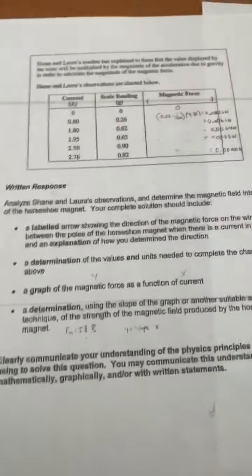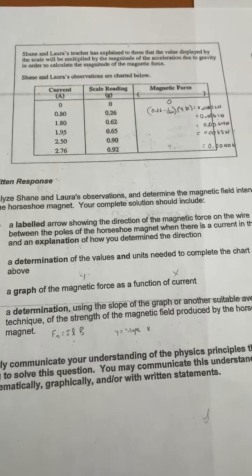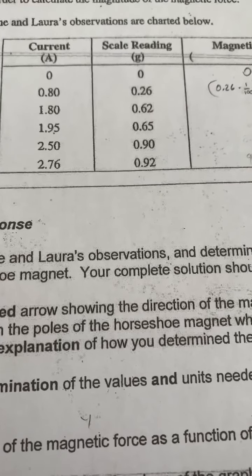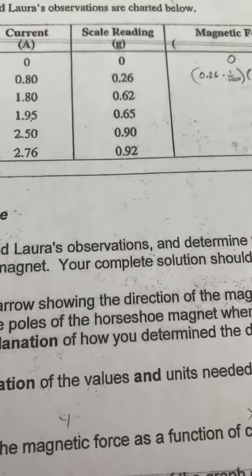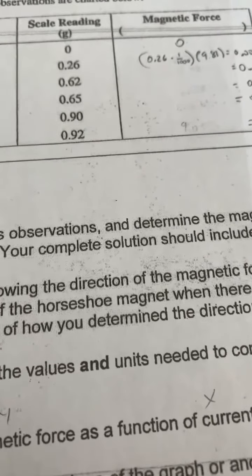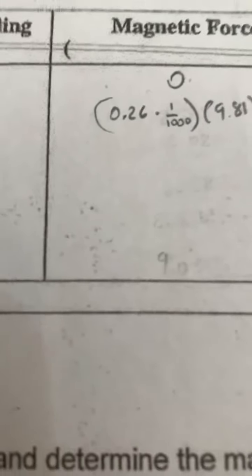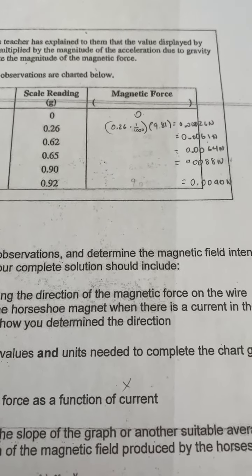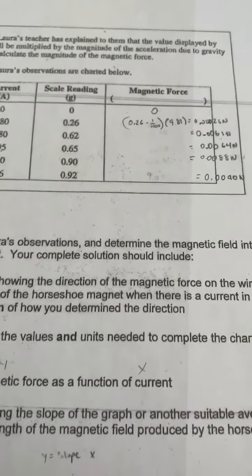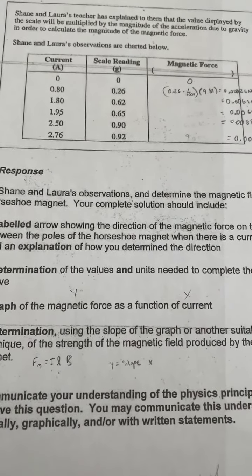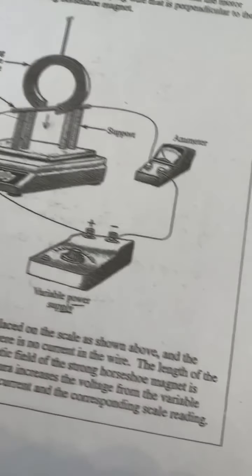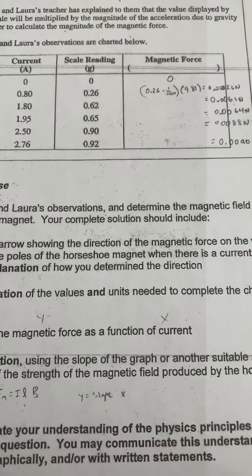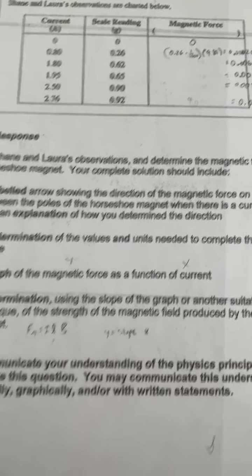And so when we're asked to determine the values and units needed to create the chart given above, first we convert our scale readings into kilograms by dividing by 1,000, as you can see we did right here. And then we're going to multiply by 9.81 because that's the acceleration, and F is equal to mass times acceleration. The reason we're allowed to do that is because the scale was zeroed before with gravity, with all the stuff on the scale. So any additional force will be the result of magnetic force because it's in the exact same direction as gravity.